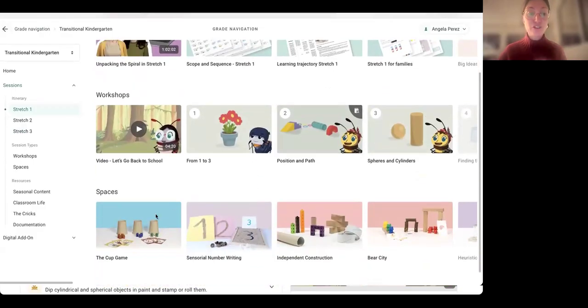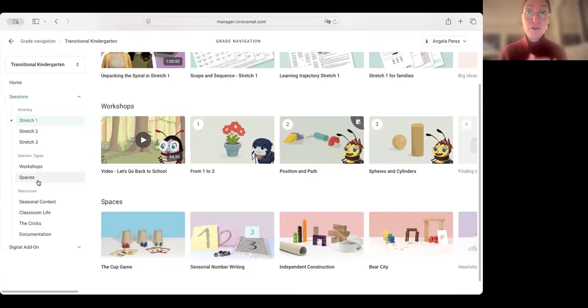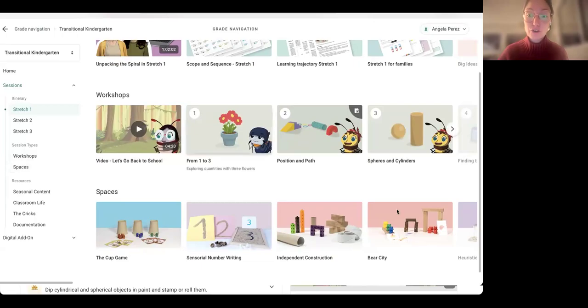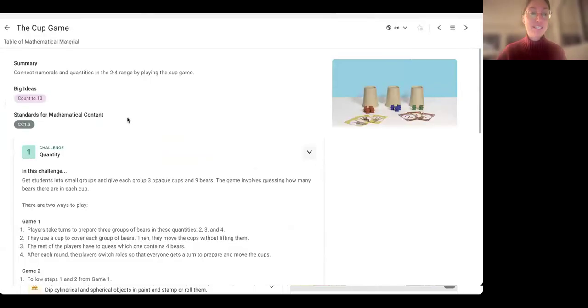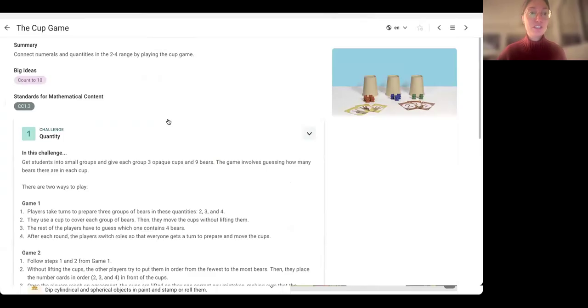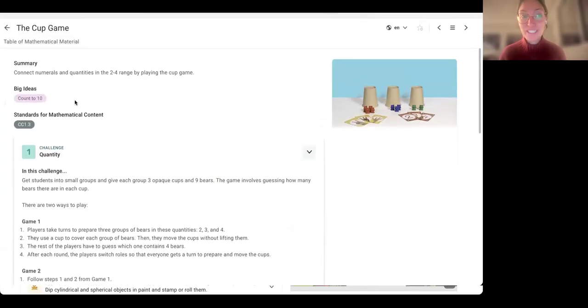The next type of resource are the spaces. Spaces are a different type of activity that are connected to art, construction, and science, because exploring math in connection to other domains is a critical part of their developmentally appropriate journey. So, for example, if I click on here, this is going to be a math game using cards and cups, in which students work on numerals and quantities in the 2 to 4 range.